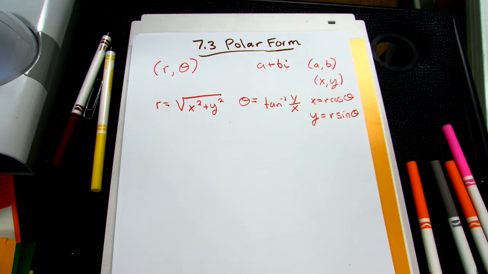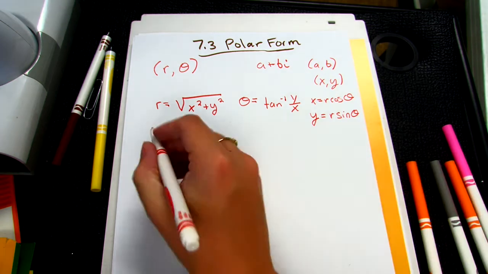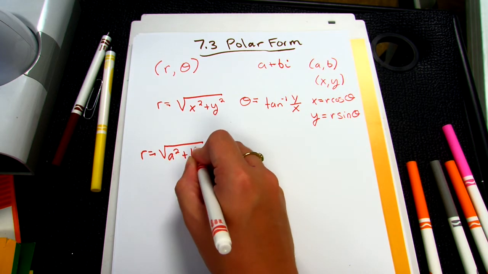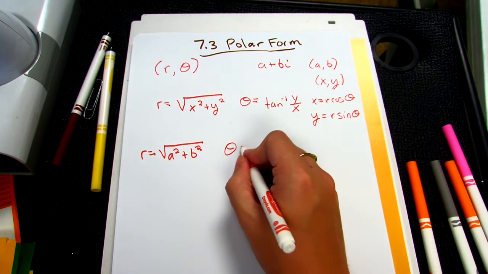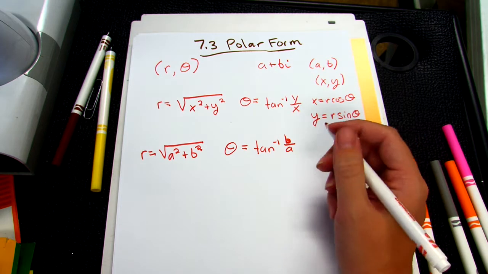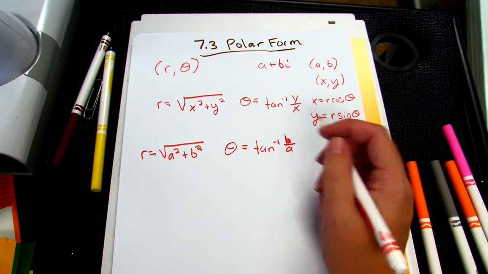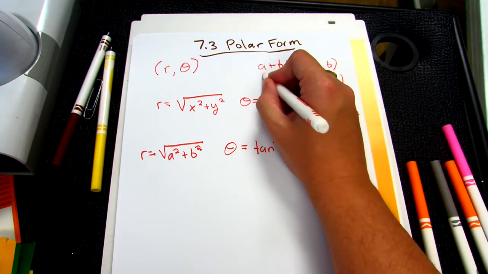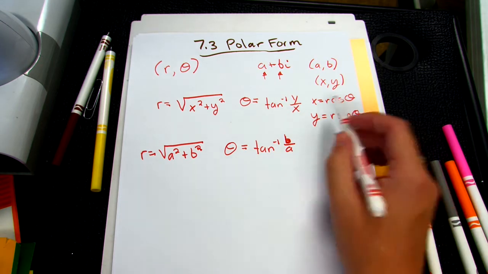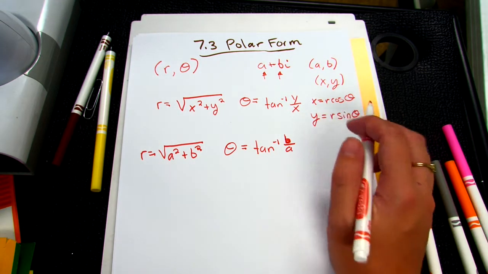We have these same conversion formulas for complex numbers. Instead of x and y, though, we're going to have a and b. So r is equal to the square root of a squared plus b squared. Theta is equal to tan inverse b over a. You should recognize that from the last section. Remember, the a and the b are the real part and the imaginary part of our complex number.